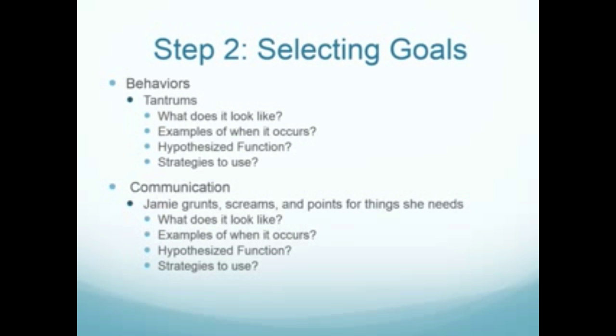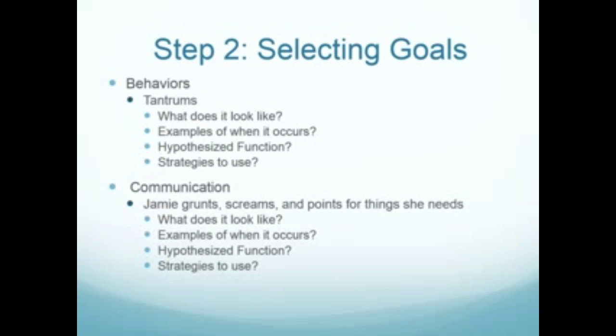So this comes back to ABC data. A lot of the times we write goals for parents to be able to take ABC data. What is happening as the antecedent? So what's happening before? What are you doing before, or what is the child doing before the behavior occurs?